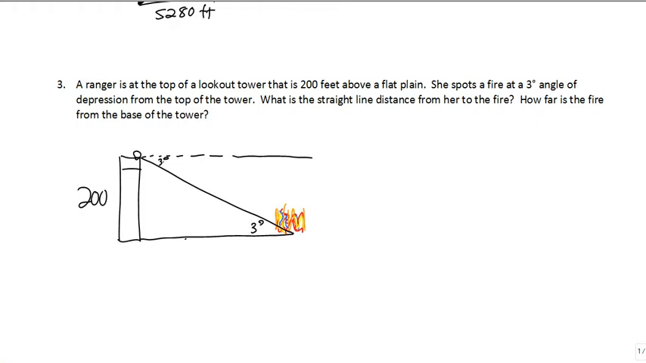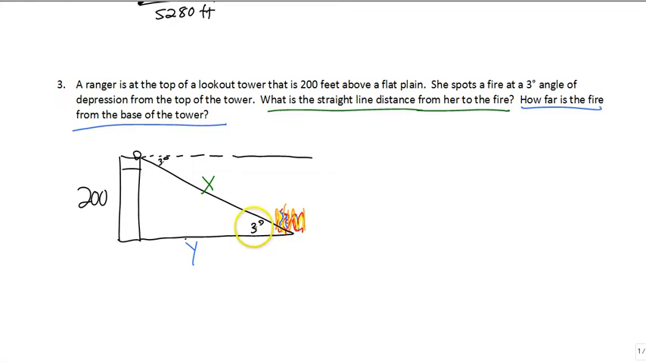So it says, what is the straight line distance from her to the fire? Well, straight line distance, I'll call that x. That would be this part. Okay? From her to the fire, that's the hypotenuse. It also says how far from the base is the fire. So I'll call that y. We'll do another problem for that, and that would be for this part of the problem. Basically, you're just doing 2 trig problems.